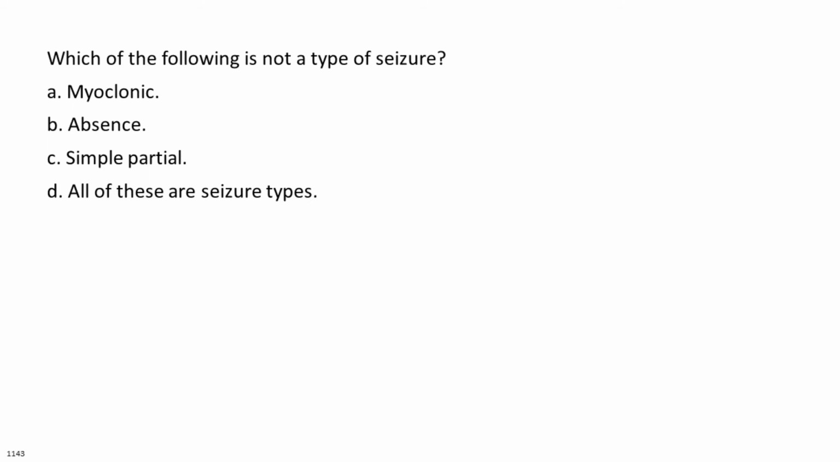Which of the following is not a type of seizure? A. Myoclonic. B. Absence. C. Simple partial. D. All of these are seizure types.